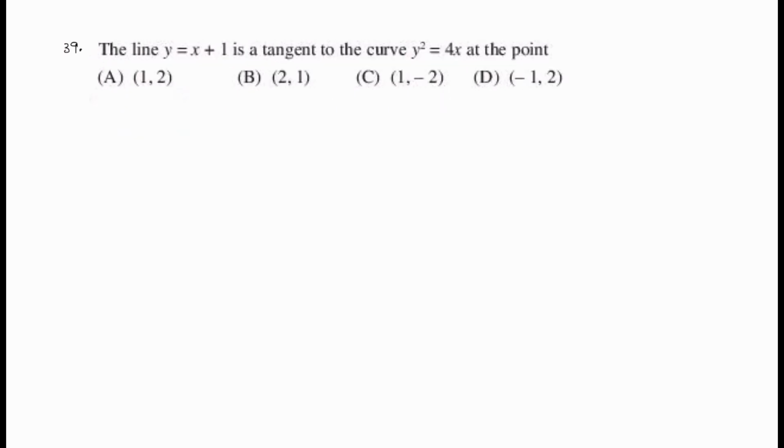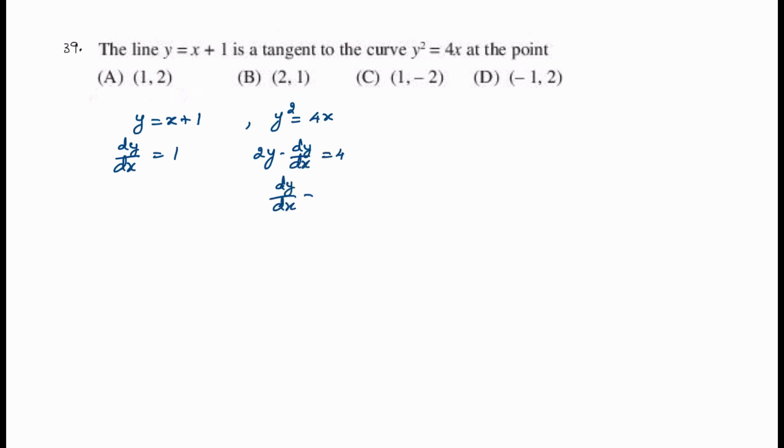Question 39. The line y equal to x plus 1 is a tangent to the curve y square equal to 4x at the point. We have to find the point of contact. Let us take the equation of the tangent. Dy by dx, that is slope of the tangent, is 1. The curve equation is, it's a parabola, y square equal to 4x. Let us differentiate this. 2y times dy by dx is 4.